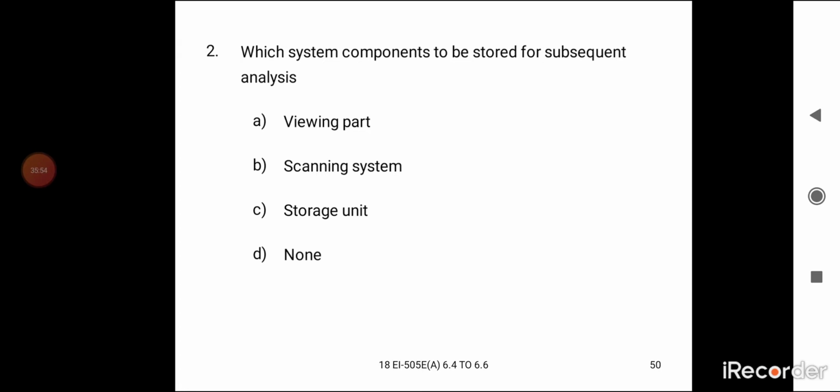Which system component is used to store data for subsequent analysis? A, viewing port. B, scanning system. C, storage unit. D, none. C is the correct answer, storage unit.